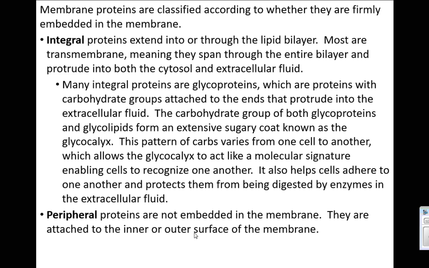From one cell to another, this pattern of carbohydrates will vary, which actually allows cells to recognize one another, which is important because cells have to communicate through a variety of means. We'll talk about that a lot this semester. This helps cells adhere to one another, and protects them from being digested by enzymes in the extracellular fluid. The other type of proteins are called peripheral proteins. We either find them pointing inward or outward, but they don't extend through it.